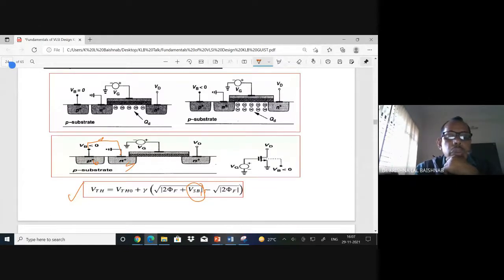So here source is grounded. If I put ground, then my problem is solved.